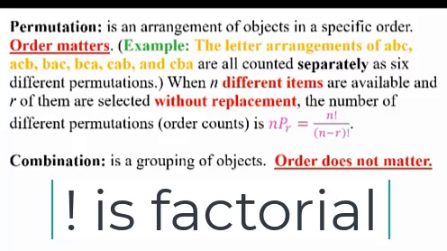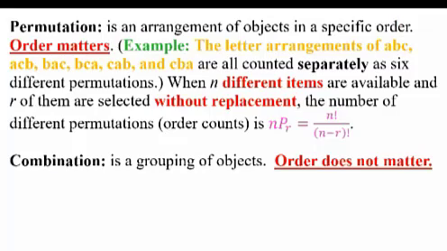Combination is a grouping of objects. Order does not matter. So in short, when we look at the concept of permutation versus combination, both of them are dealing with n different items, and both of them we choose our items without replacement. But in the case of a permutation, order is important. In the case of a combination, order is not important. Because of that, ABC in the case of a combination is just 1. Whereas in this case, ABC, ACB, and the rest of them, that's actually 6 of them.